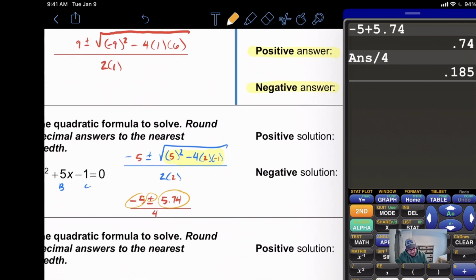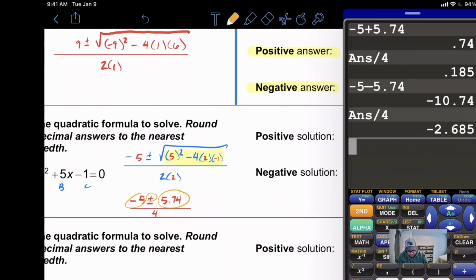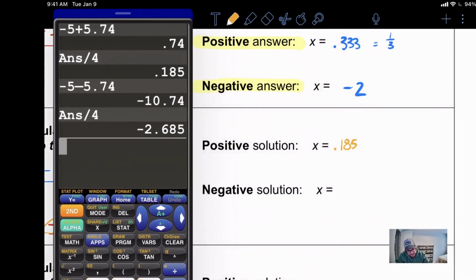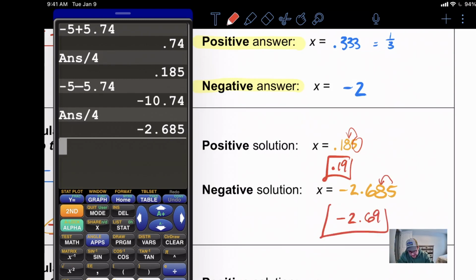Now let's get our second answer. So negative 5 minus 5.74, divide that by 4, and we end up getting negative 2.685. Now I'm just realizing we only needed to round to the nearest hundredth, so we should round these up. Since 5 is equal to 5, we're going to round that up to be 0.19. And then since 5 is equal to 5, we're going to round that up to be negative 2.69 as our 2 answers.